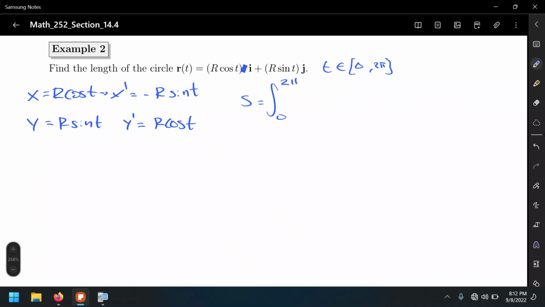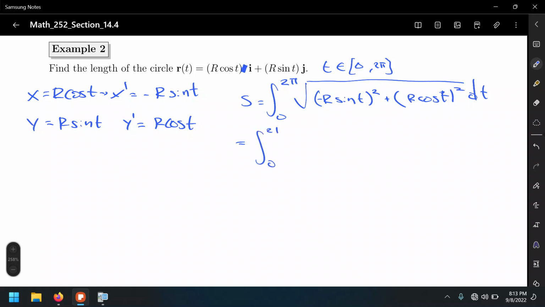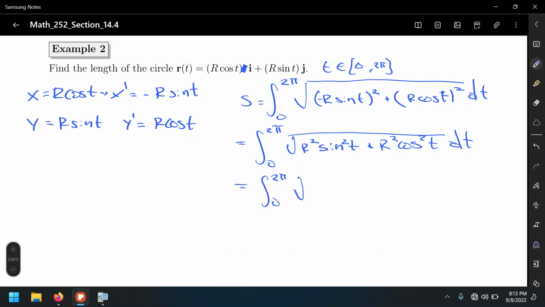And let's see, so let's set up the integral. So that's from 0 to 2 pi. That's the square root of the derivative of the x component squared plus the derivative of the y component squared. And careful when simplifying this one, because that power outside of the parentheses is going to affect both the r and the trigonometric function. So that's the integral from 0 to 2 pi. And well, so that's going to be r squared sine squared plus r squared cosine squared t. And well, I think you can see where we are going to get here, because if we factor out the r squared, we're going to get sine squared plus cosine squared. And what's that?